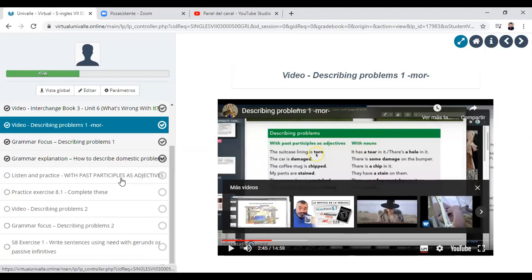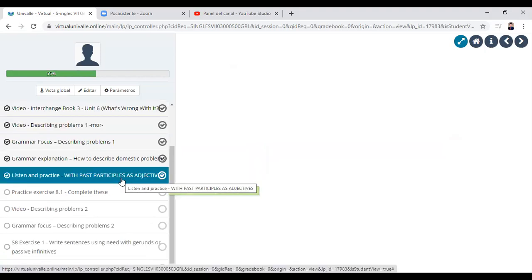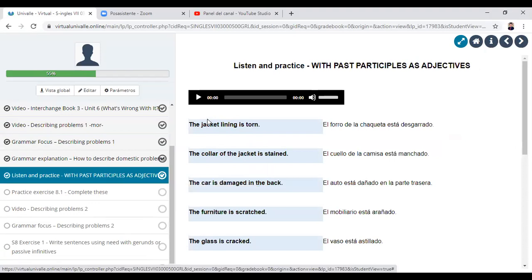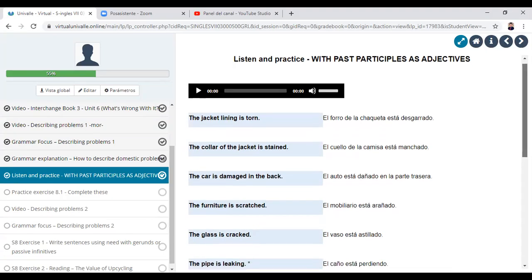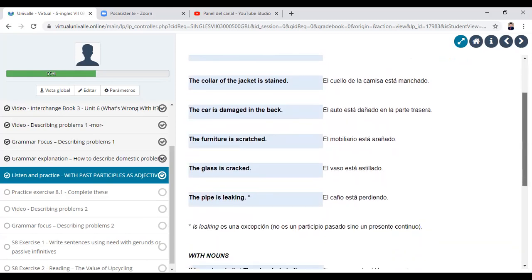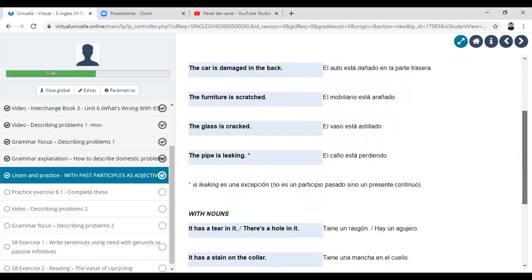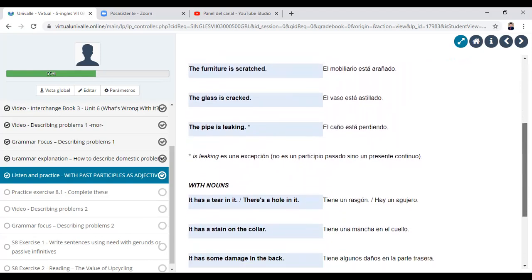And then here we have a listen and practice of past participles as adjectives, okay? For example, in here, the jacket lining is torn. El forro de la chaqueta está desgarrado. The collar of the jacket is stained. El cuello de la camisa está manchado. The car is damaged in the back. El auto está dañado en la parte trasera. The furniture is scratched. El mobiliario está arañado. The glass is cracked. El vaso está astillado. The pipe is leaking. El caño está perdiendo.